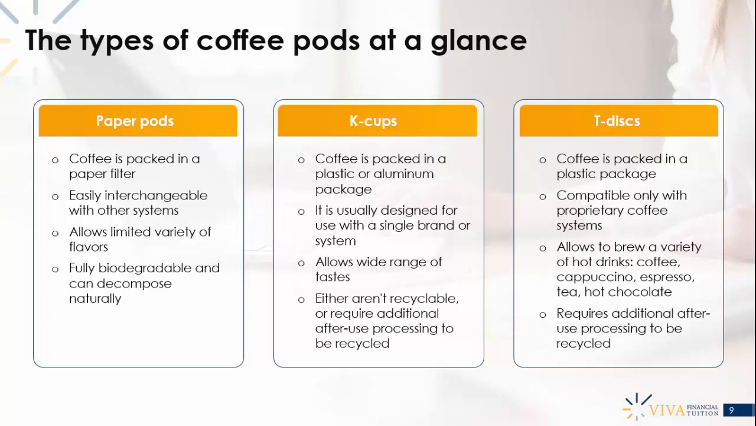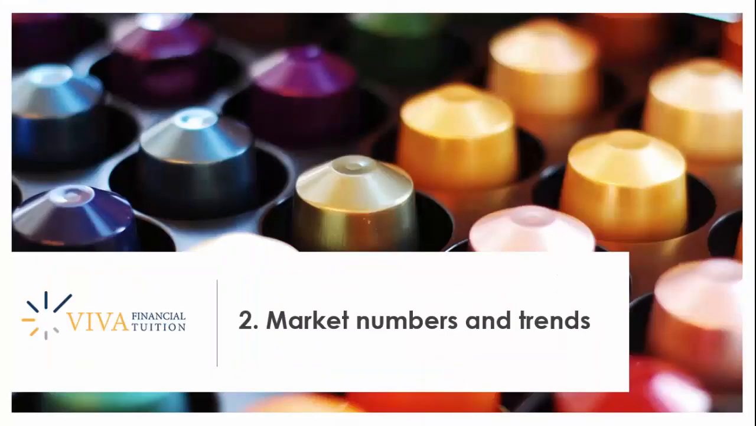allows to brew a variety of hot drinks, so they do have that variety: coffee, cappuccino, espresso, tea, hot chocolate, etc. They do, again, require often additional after-use processing in order to be recycled. So from an environmental point of view, the paper pods are still out ahead of these two alternatives. But in terms of things like convenience of preparation and range of flavours available, the K-Cups and tea discs are still more popular.